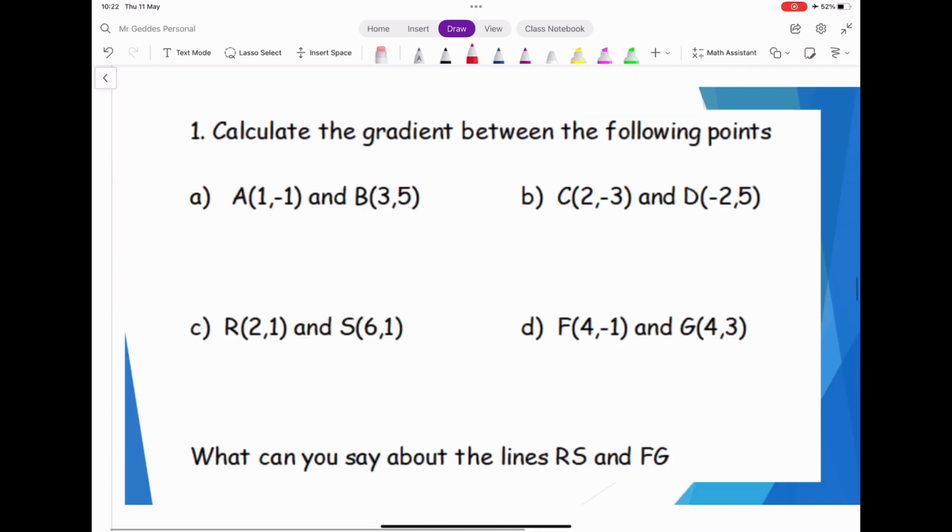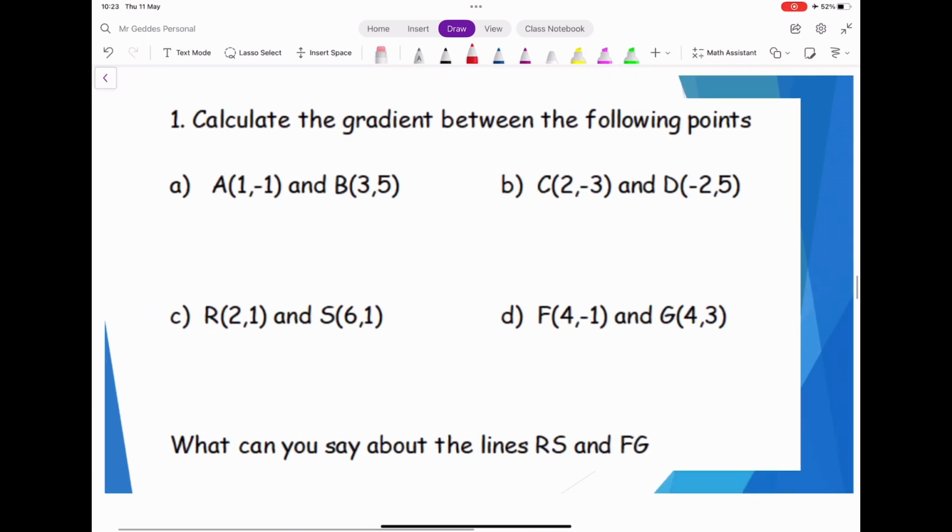Here we go. Some questions on finding the gradient. Now, this one is obviously y2 minus y1. If you want to pause and have a go at these, I'll be back with the answers in a moment.